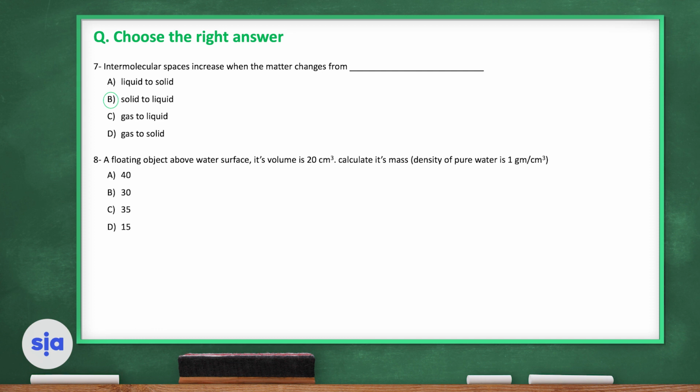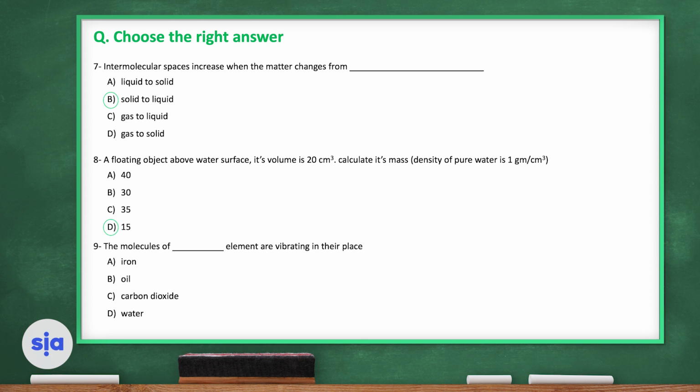A floating object above water surface. Its volume is 20 cubic centimeter. Calculate its mass, if you know that the density of pure water is 1 gram per cubic centimeter. We all know that density equals mass divided by volume. So the answer is 15 if you do the calculation.